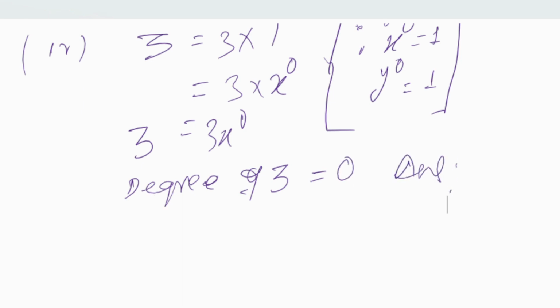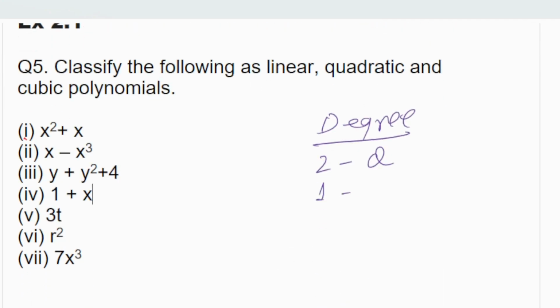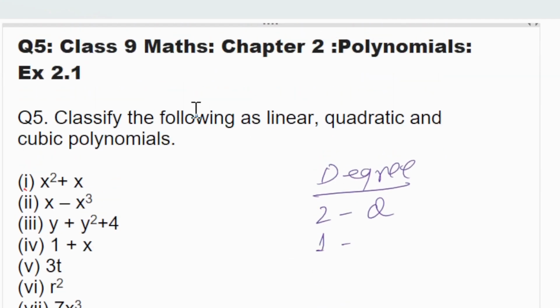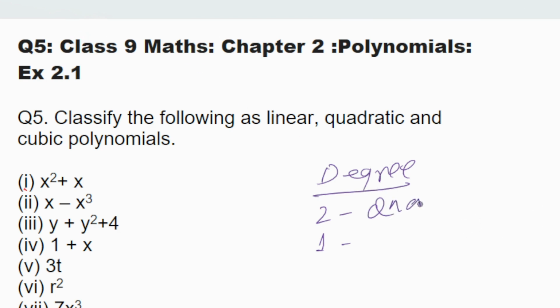So question number 5, example 5. What you have to do? In example 5, you have to classify. See, there are 7 questions. Out of these, you have to classify which one is linear, which one is quadratic, and which one is cubic polynomial, based on the degree, not the number of terms. If the degree is 2, it will be called quadratic. If the degree is 1, it will be called a linear polynomial. If the degree is 3, it will be called a cubic polynomial.